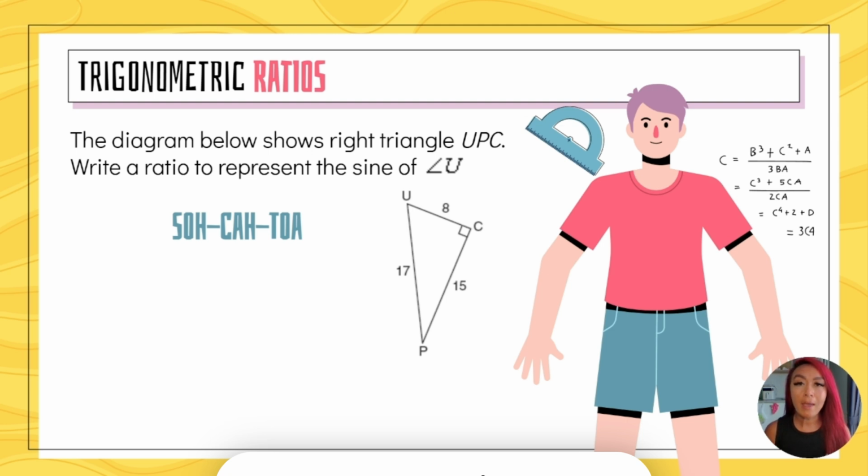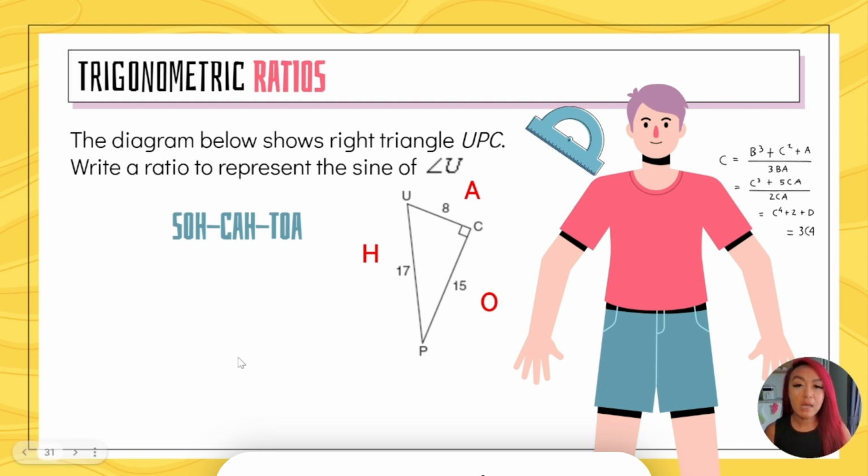Then we want to look at the angle that the question is asking about. So the question is asking about angle U, which is right here. So I like to label all the sides of the triangle in relation to angle U. So for example, side UC is the adjacent side. Side CP is the opposite side. And side UP is the hypotenuse, right? The hypotenuse is always the longest side, the side opposite of the right angle.